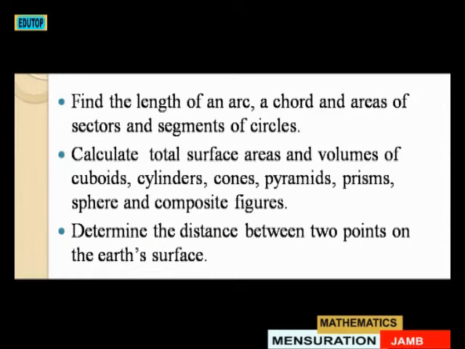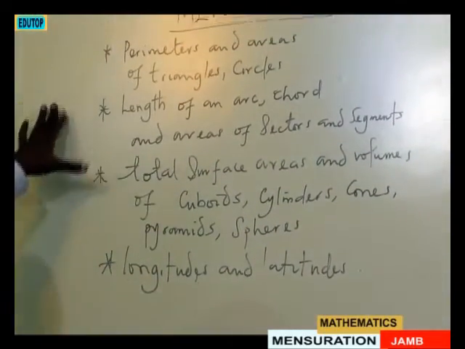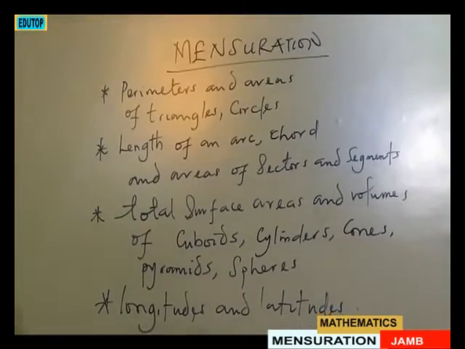Candidates should be able to calculate the total surface area and volumes of cuboids, cylinders, cones, pyramids, spheres and composite figures. And lastly, longitudes and latitudes. So these are the subtopics under mensuration. Take note of this. The first thing, I will just quickly do a summary of all these subtopics.